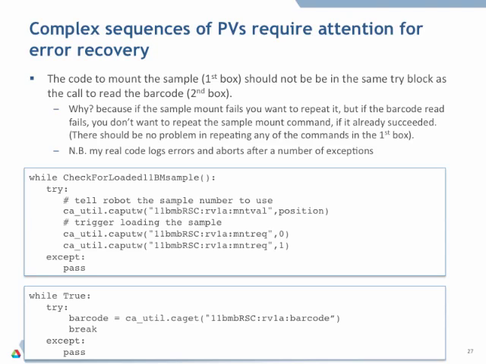First thing I'll do is check if there's a loaded sample. If there's already a loaded sample, I can't go on and load a new sample. Then tell the robot what sample number to use, load the sample, and keep trying to do this. If any one of these things throws an exception, I go back to the beginning and do it again. Why? There's no problem in sending the position more than once. Okay?